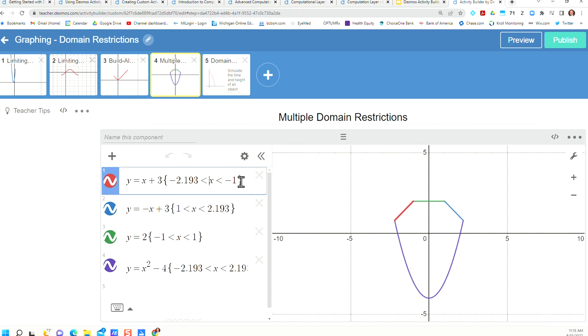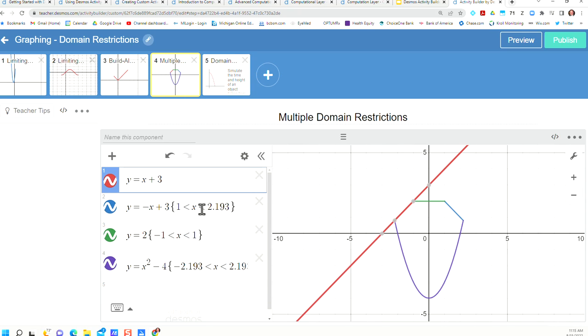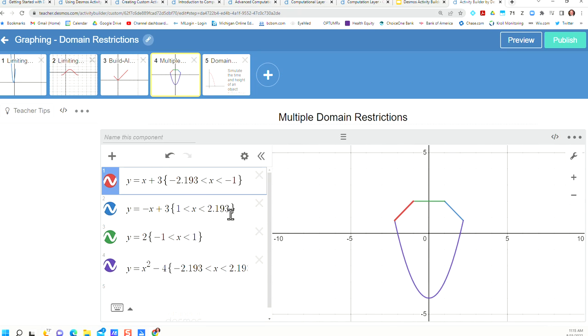If I take out this domain restriction, I see the entire linear equation in all of its domain being graphed. And you can see right here, if I click on this point, the point of intersection x value wise is negative 2.193. So I'm going to paste this back in so that we're where we started.